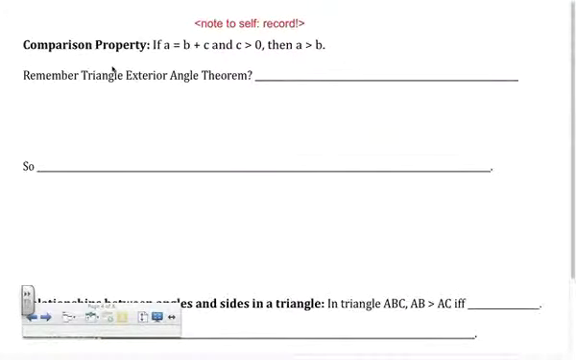Our notes today, we're starting with an algebraic concept. Notice that comparison property at the top of our notes. If A equals B plus C and C is greater than 0, in other words, C is a positive number, then A must be greater than B.